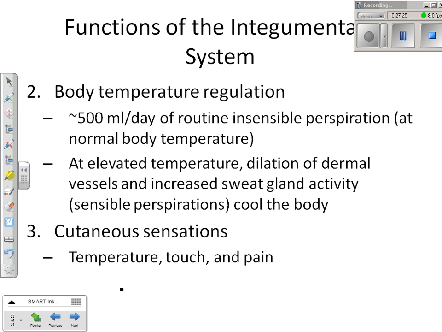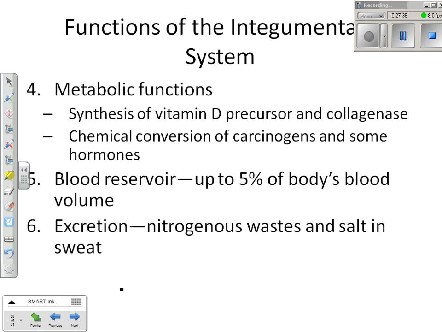Body temperature regulation is important. We talked about that. Sweat helps to reduce our body temperature, and then we also have sensation here: temperature, touch, and pain to protect us. Metabolic functions, this one's important. The skin produces vitamin D, which is very important for our bodies and for us to be able to absorb calcium. It is also a blood reservoir. About 5% of the body's blood is found here. And then last, excretion of nitrogenous waste. Remember that sweat excretes waste and salt out of our bodies.